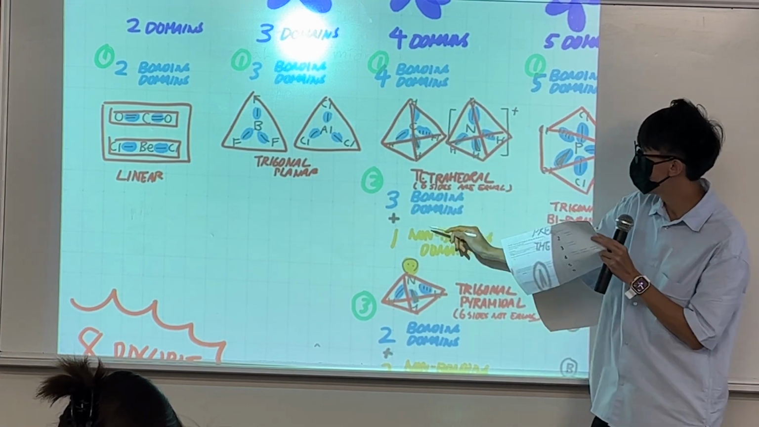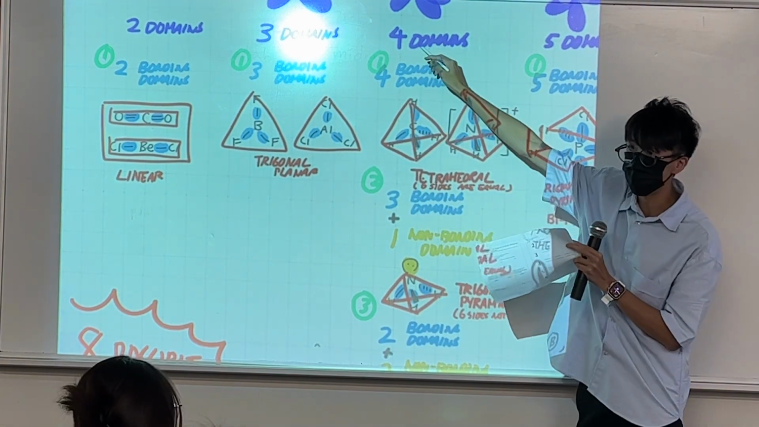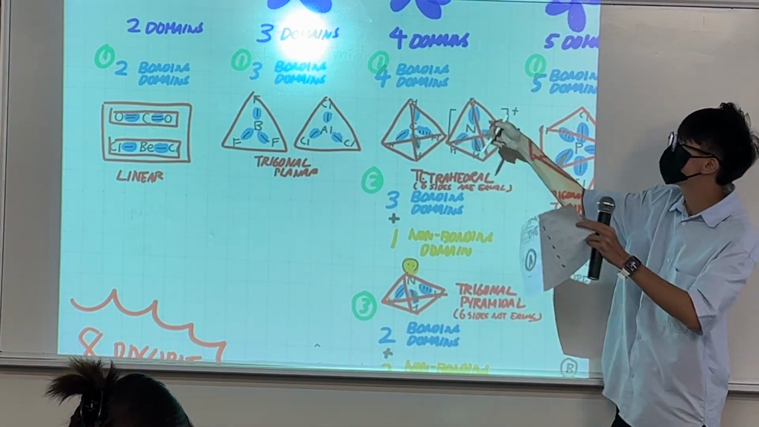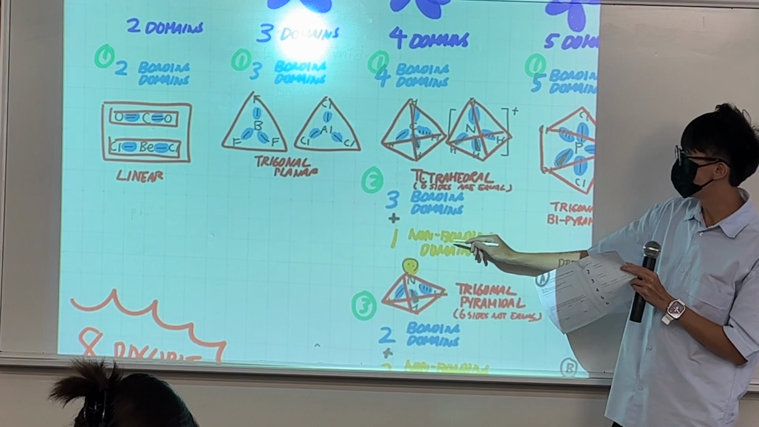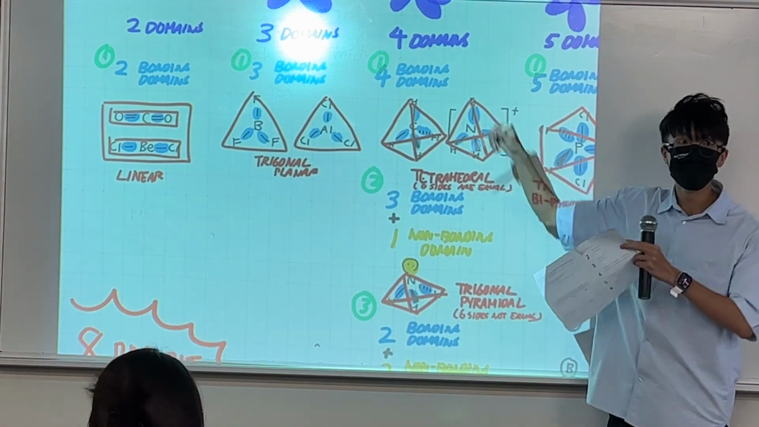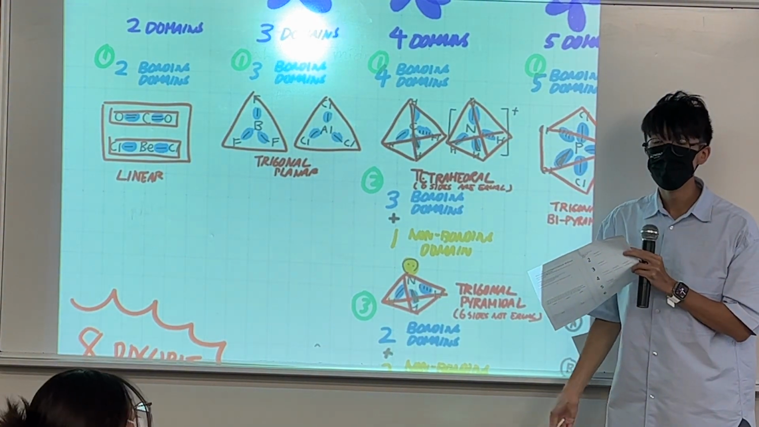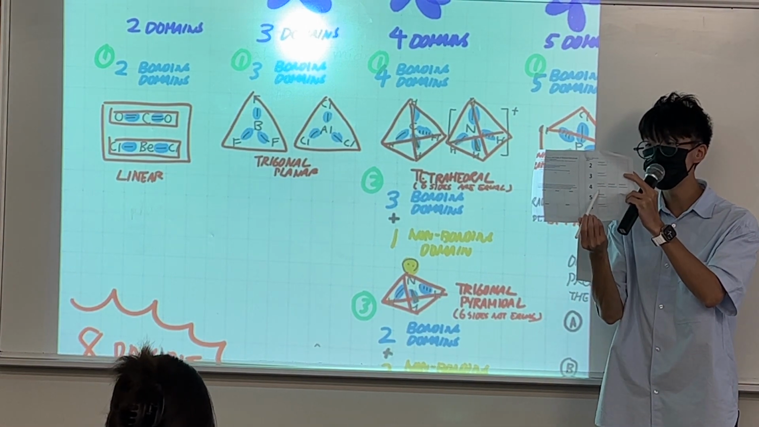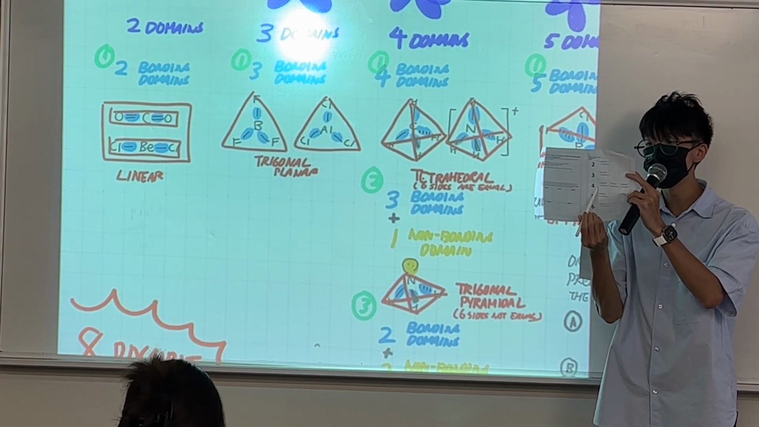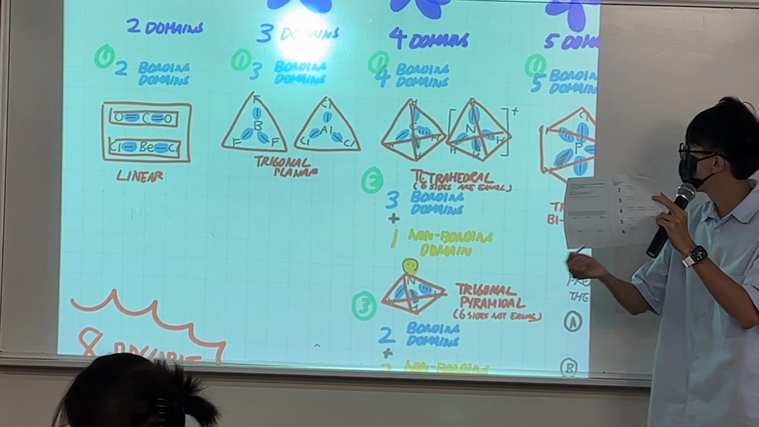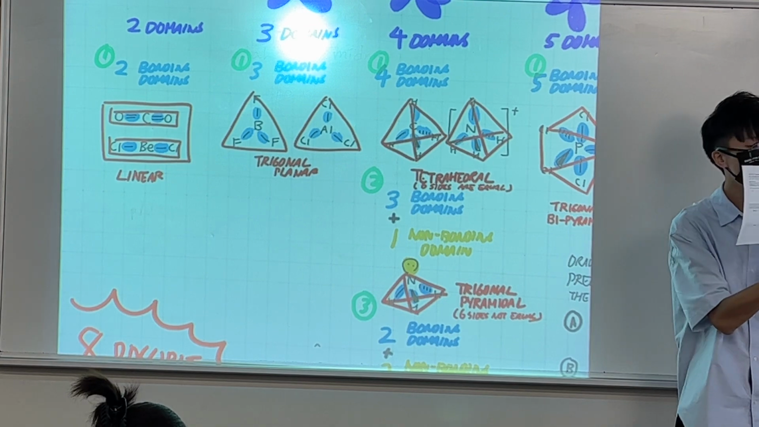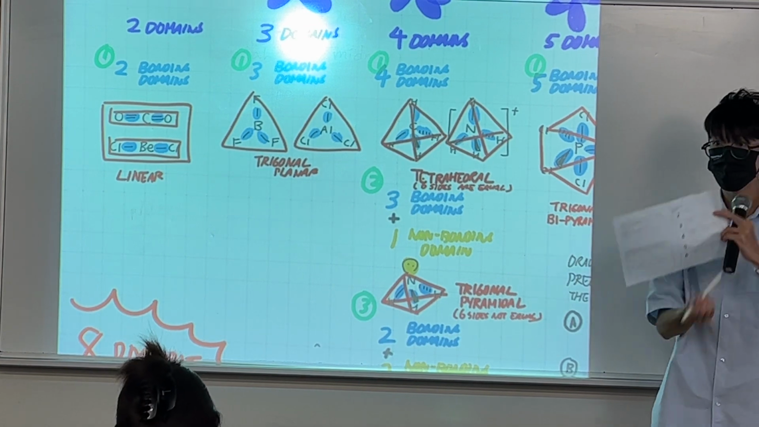Or it can be a combination of 3 plus 1. You know 3 plus 1 is 4, right? 2 plus 2 is also 4. So you can have different combinations of bonding and non-bonding domains that add up to a total of 4 domains. This is why I have 3 boxes here. Into the first box, write down 4 bonding and 0 non-bonding. In the second box, you write 3 bonding and 1 non-bonding. Finally, we have 2 bonding and 2 non-bonding.